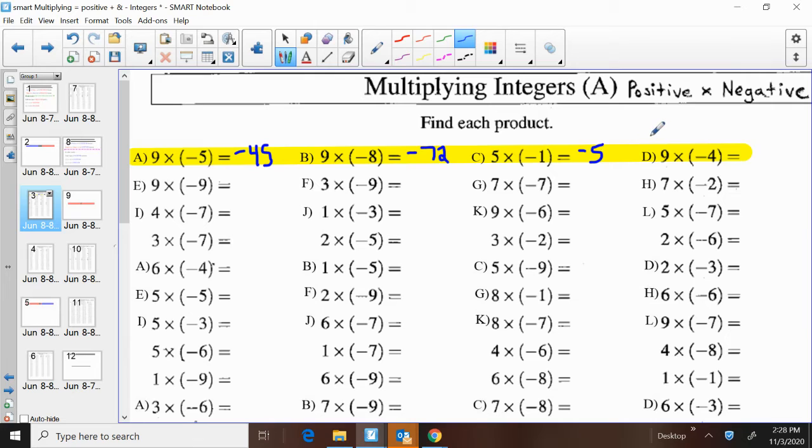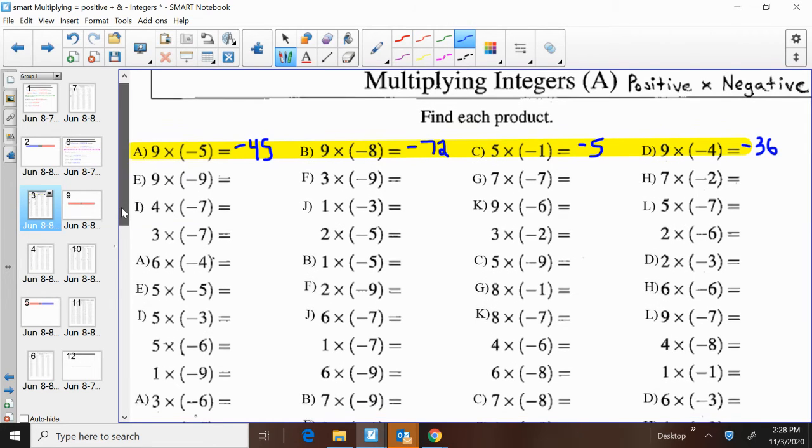And then last example for here, positive 9 times negative 4. Again, different signs, a positive times a negative. So I know my answer is going to be negative. 9 times 4, that's 36. So my answer, though, is negative 36. You have to make sure you include the sign when you're doing these. It's very important. So positive times a negative gives a negative answer.